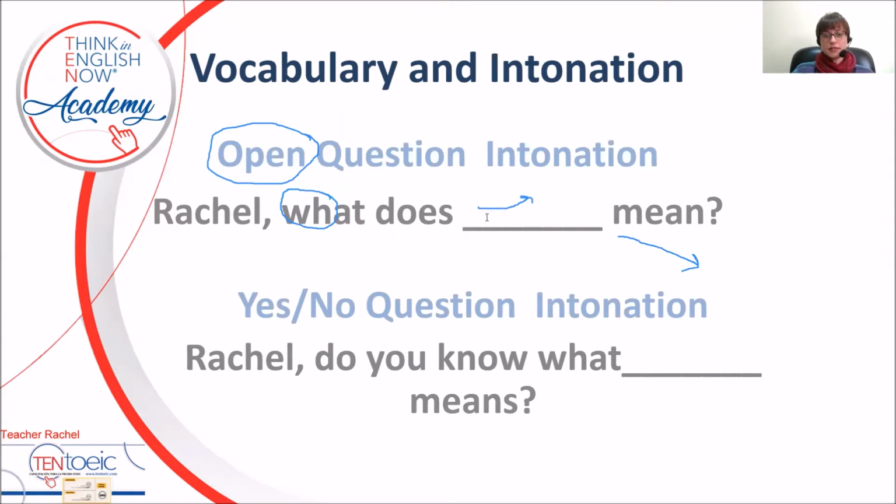So let's practice the intonation of this question using the word this. Notice how we go up and then down. Rachel, what does this mean? What does this mean? So we go up and come down. What does this mean? Going down is the most important part at the end.